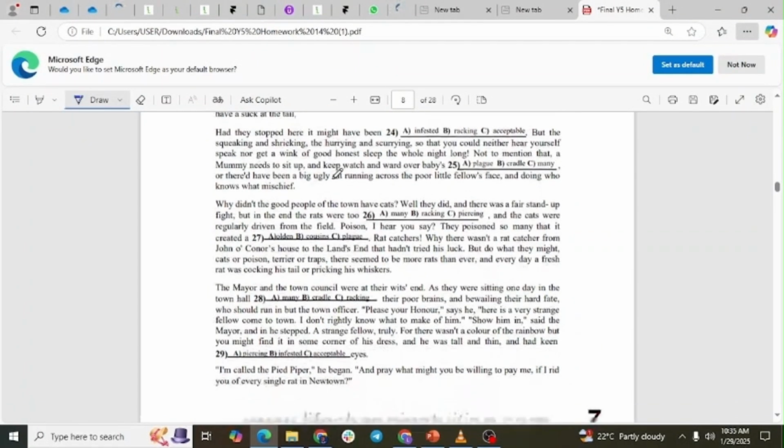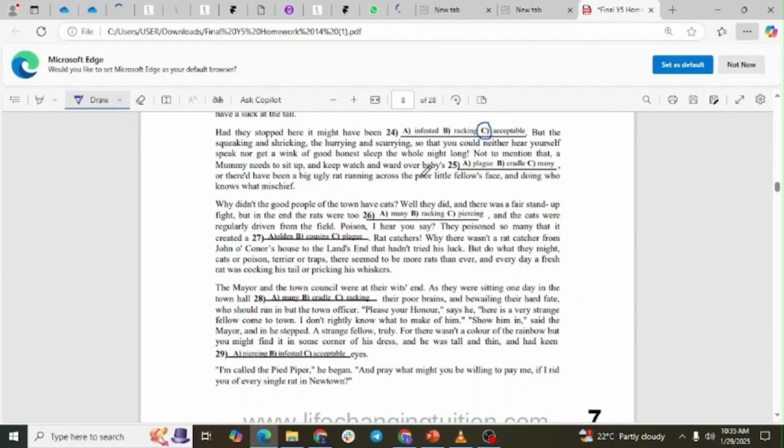Question 24. Had they stopped here, it might have been blank. Options: A. Infested, B. Racking, C. Acceptable. Answer: C. Acceptable. Explanation. If the rats had done only minor damage, it could still be tolerated. Infested, or racking, would not imply not too bad.